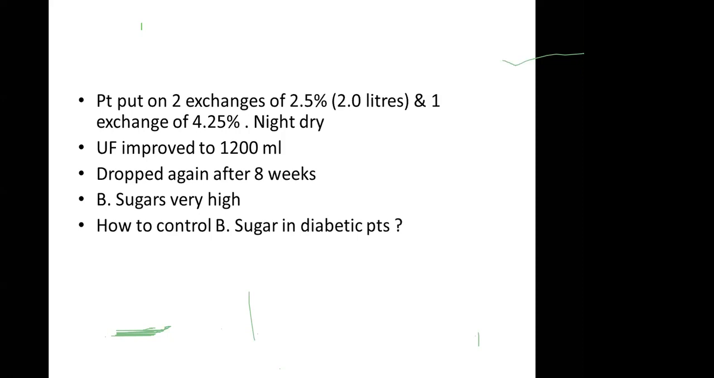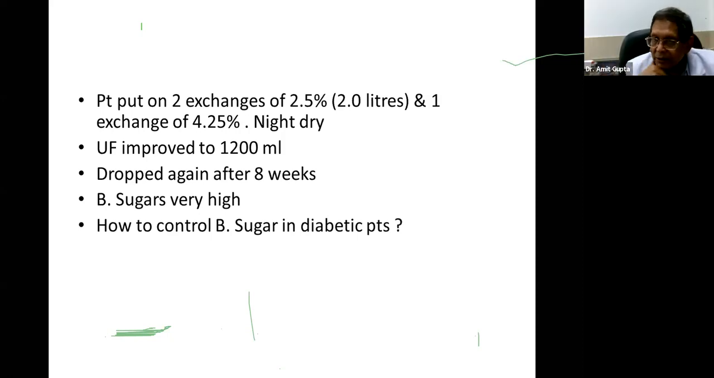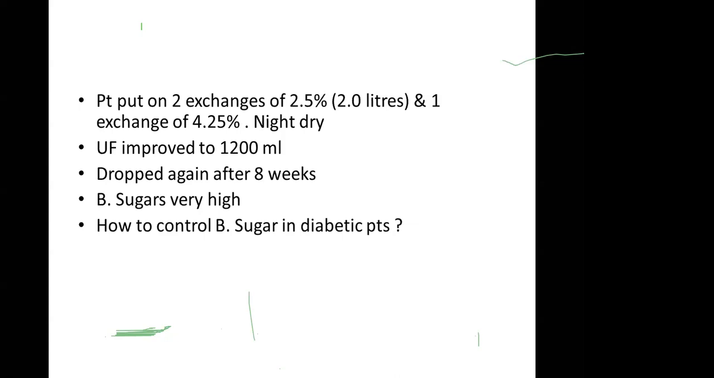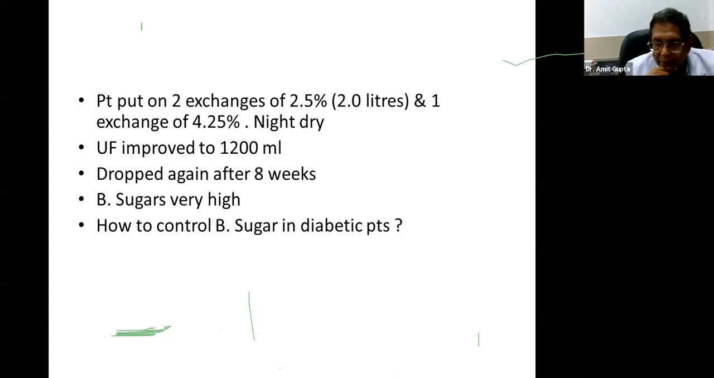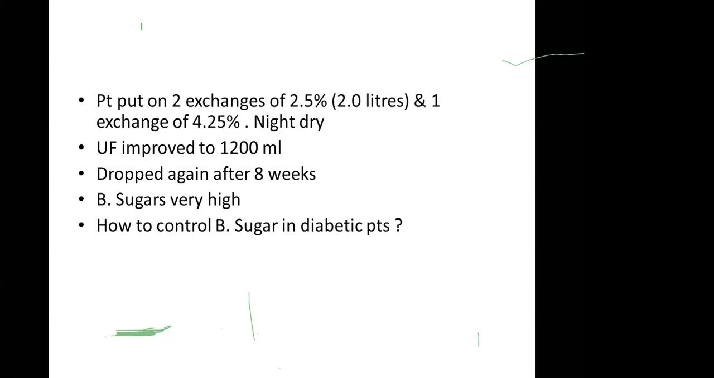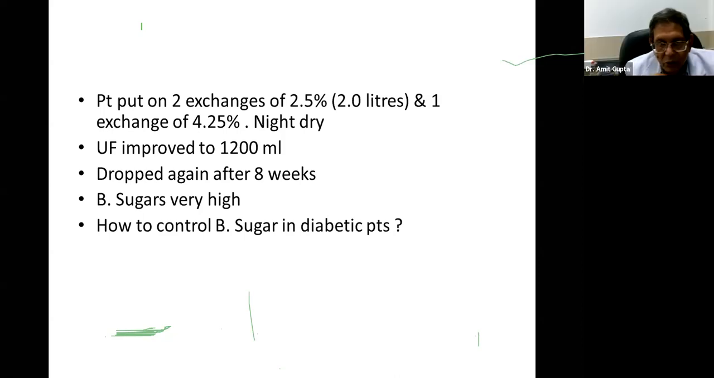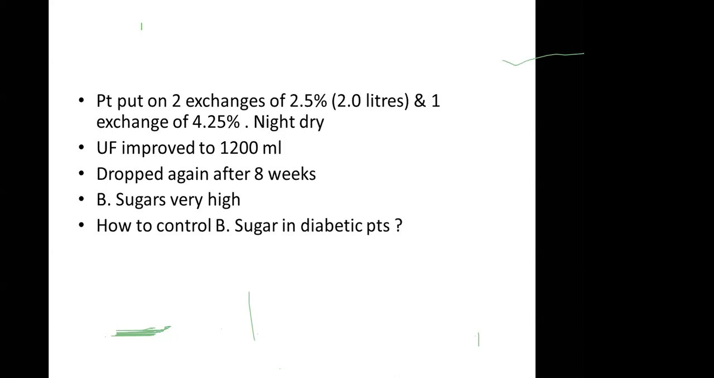So how do you control blood sugar in diabetics? Anybody can tell us how to control sugars in a diabetic patient?